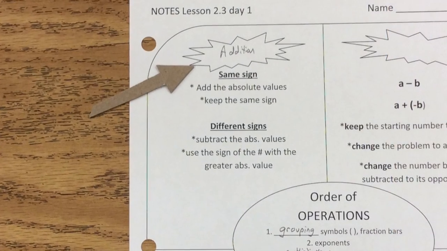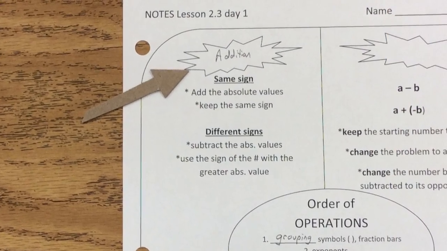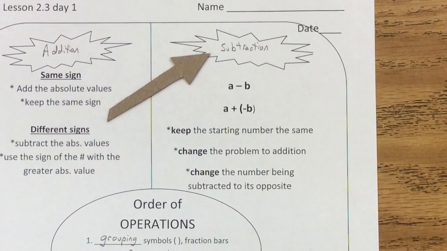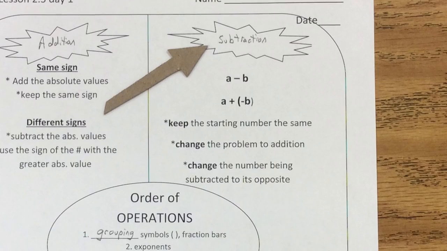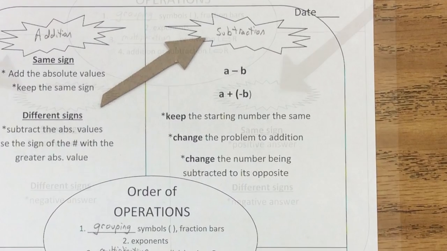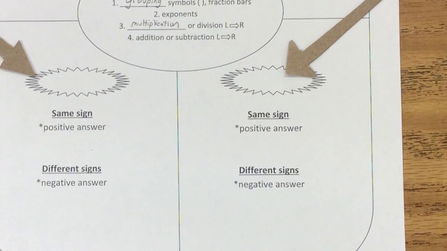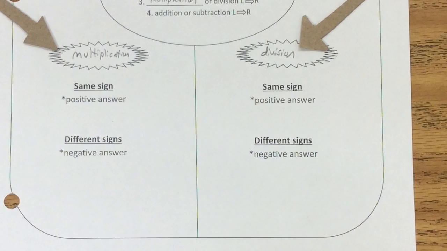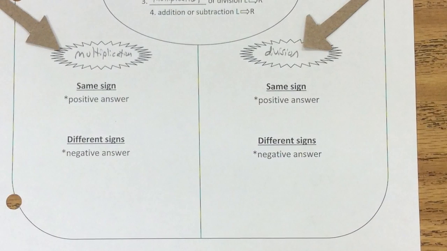In the upper left, we have a reminder of what the addition rules were like, if we have the same signs or different signs. Then in the upper right, we have what we do with subtraction. We change it to an addition problem using adding the opposite. Then the bottom, it looks like identical rules, and that is for multiplication and division of integers.